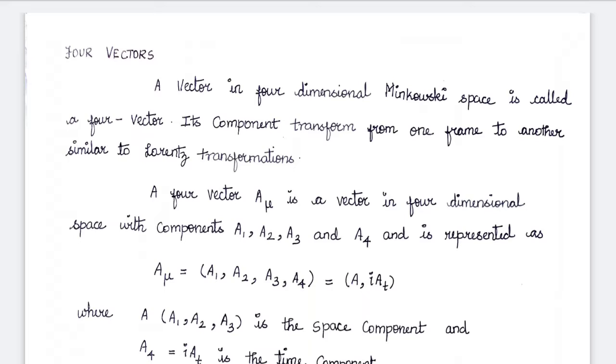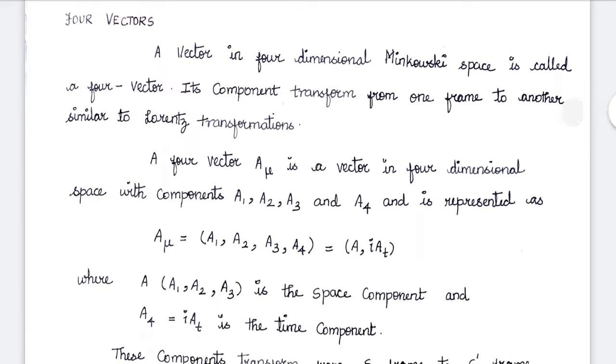So the Minkowski space is nothing but a 4-dimensional space. 3 are our regular Euclidean space, and the 4th one is the time coordinate. So the 4-dimensional space is called a Minkowski space. Any vector in this 4-dimensional Minkowski space or world space is called a 4 vector.